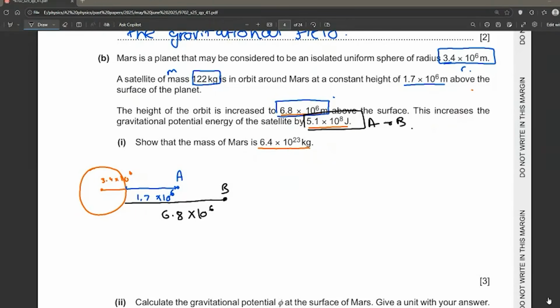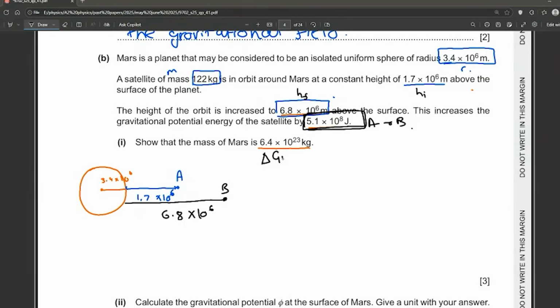Did you understand the question? The examiner says there is a satellite rotating around Mars. Currently it is at a height of 1.7 into 10 raised to the power of 6 meters above the planet. What is the initial height? It moves to a height of 6.8 into 10 raised to the power of 6. That is the final height. When the satellite moves from the initial height to the final height, this is the change in gravitational potential energy. You have to show that the mass of Mars is this. Okay, sit back and relax.